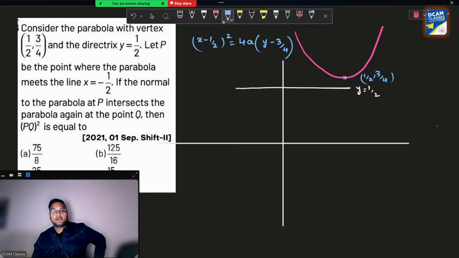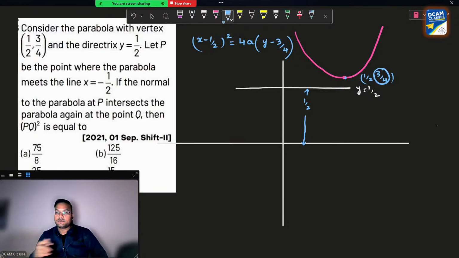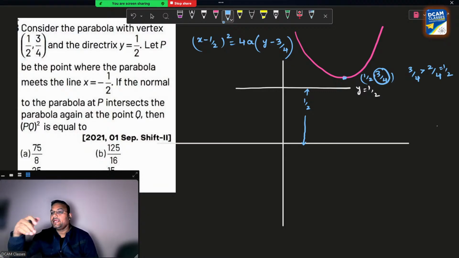So why can't we take the downward case? Downward case, how is it possible? See, downward means this coordinate 3 by 4 has to be less than half, na. Half is this distance. Acha, you are telling like that, going downwards. See, the other case you could take is, this 3 by 4 is actually greater than 2 by 4, which is half. Correct? So the vertex is actually lying above the directrix.